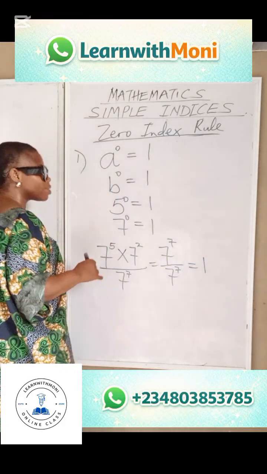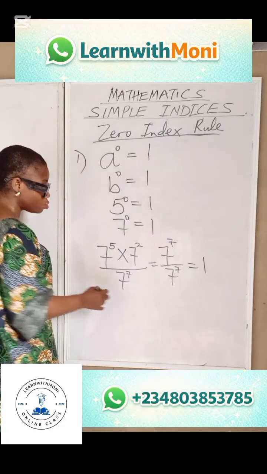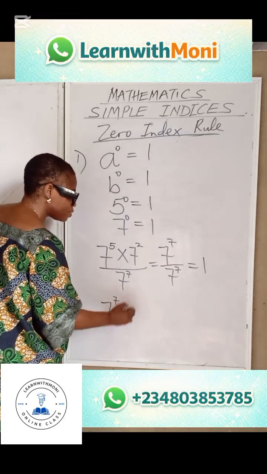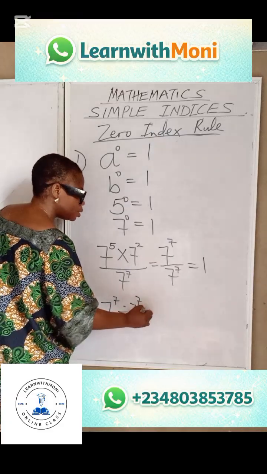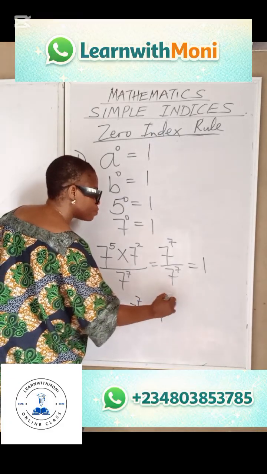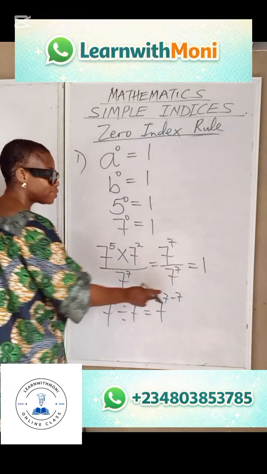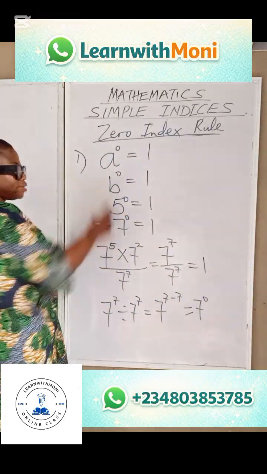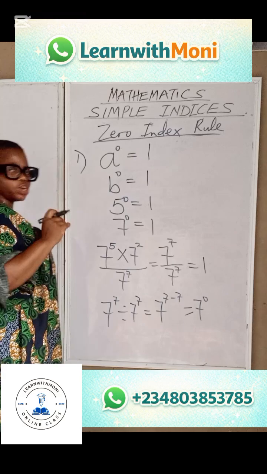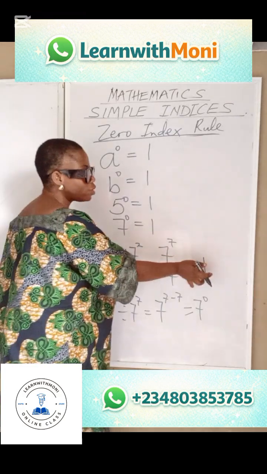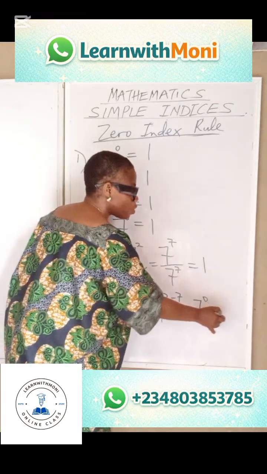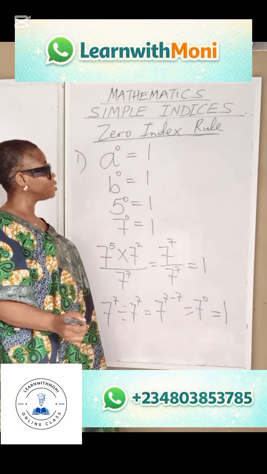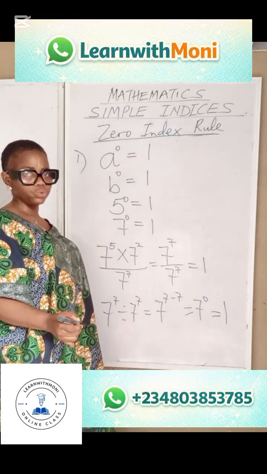But by the time we get expressive, using the division rule, we have 7 raised power 7 divided by 7 raised power 7. This is giving us 7 raised power 7 minus 7. 7 minus 7 is 0. That is 7 raised power 0. And using this rule, anything raised power 0 is equals to 1. Just like we got 1 here, the result is 1. I hope we understand the 0 index rule.